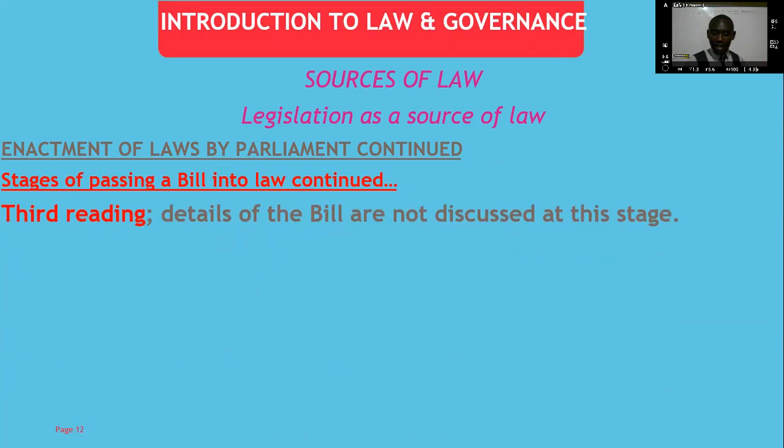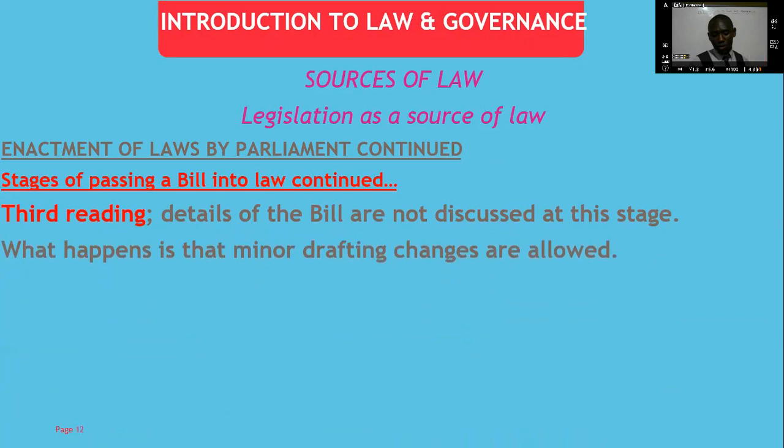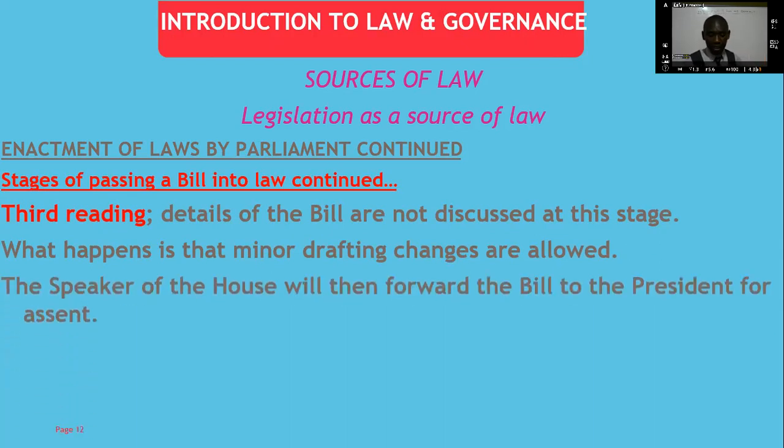Now, at the third reading, if a bill has been passed at the report stage, once it goes to the third reading, at this point, they don't discuss the details of the bill. They don't make major amendments. The only thing they're going to do is make minor drafting changes to the bill: a few typos, a few typing errors, a few mistakes here and there. Those are the things they look at.